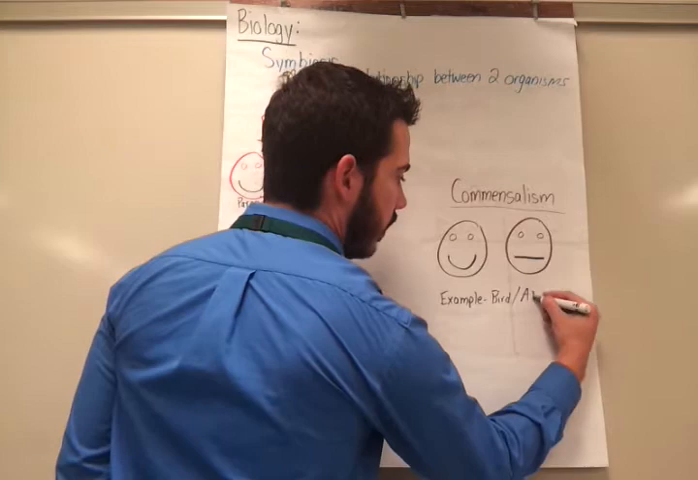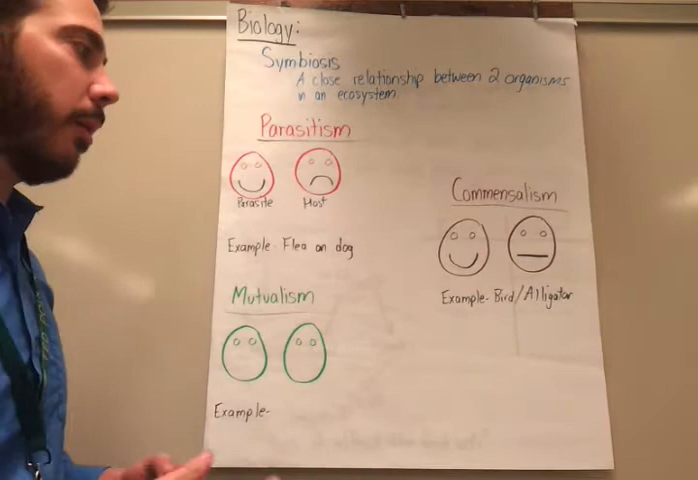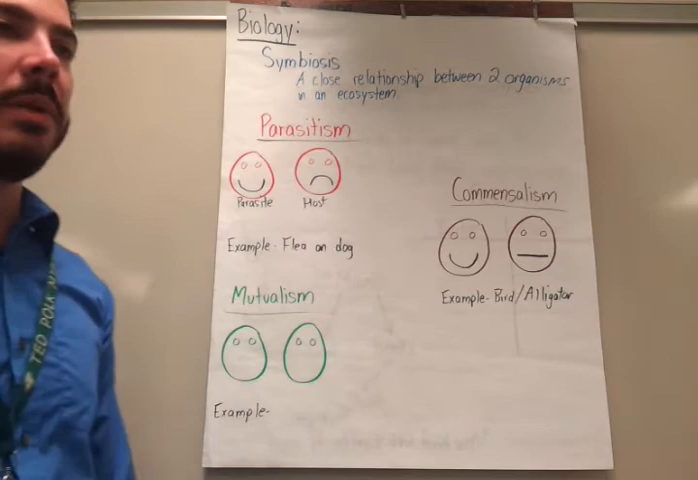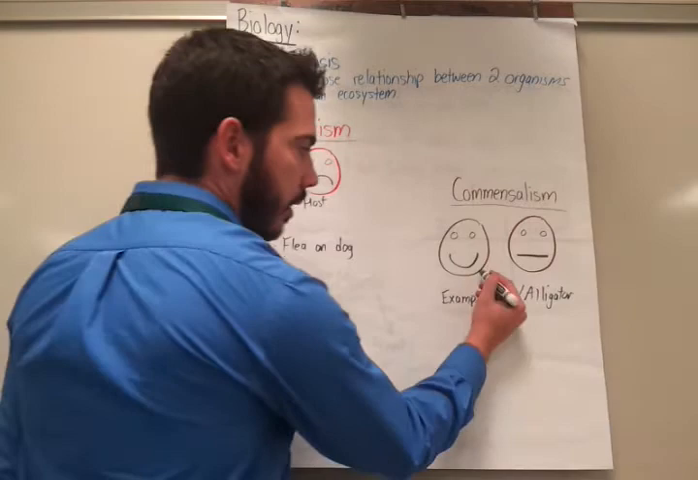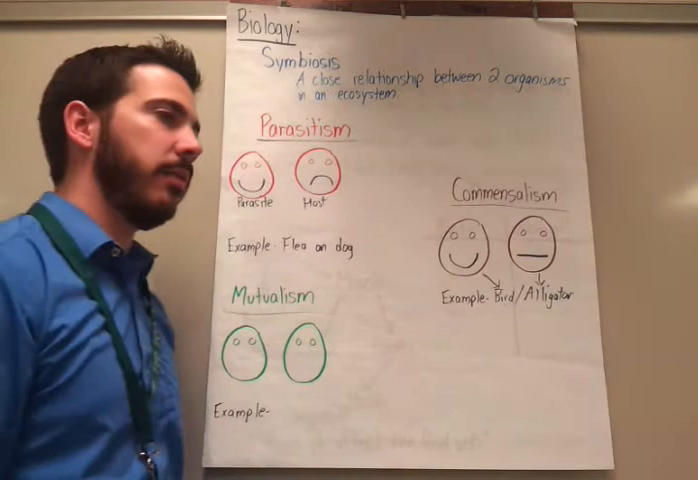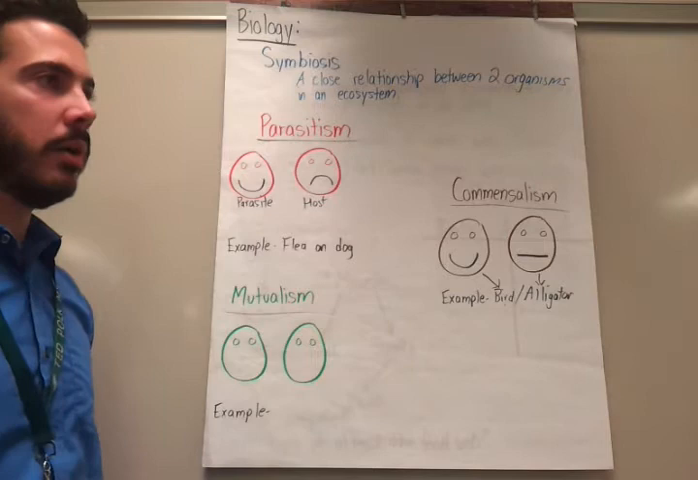Everybody's probably heard the story of the bird picking the food out of the alligator's teeth. The alligator doesn't care if it loses that food because it's getting plenty. The bird, on the other hand, benefits because it's able to get food. So again, this one benefits, that one doesn't care. Or another example would be birds picking bugs off of bison or cattle. The cattle won't really care if the bird picks the bugs off of them.